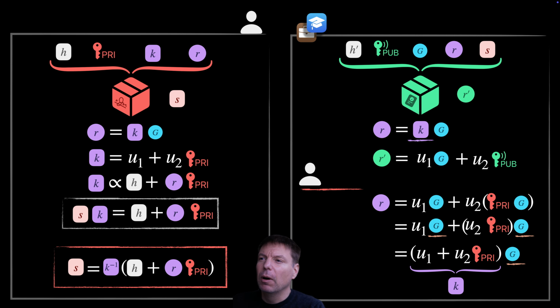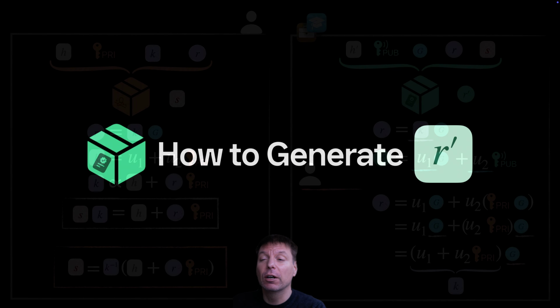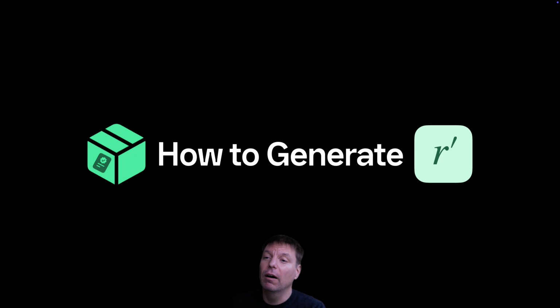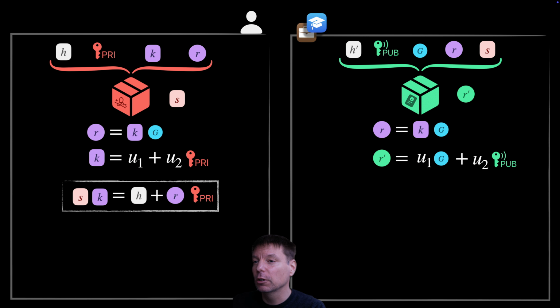All right, but what about over in Apple School or Business Manager? They still need to be able to create that point that we randomly generated, that x coordinate, r prime. And it's going to need u sub 1 and u sub 2 to do that. Well, now we can go ahead and answer how to generate this x coordinate of the point we randomly generated over in Apple School and Business Manager.